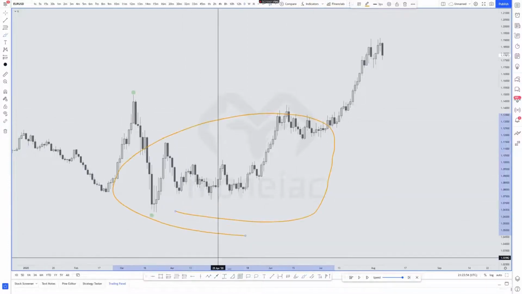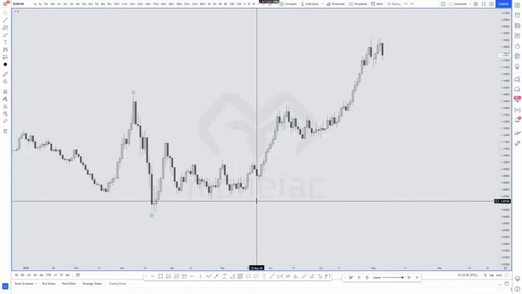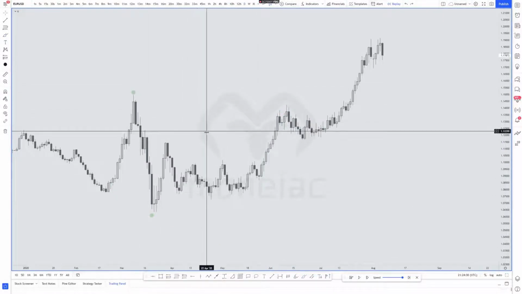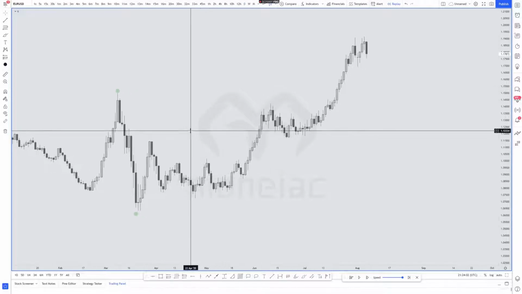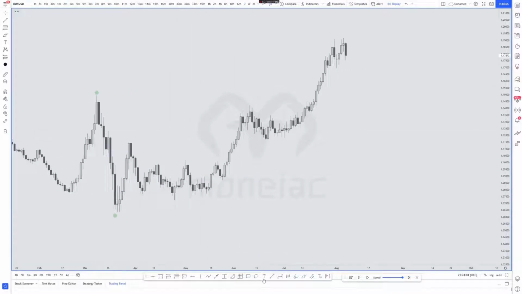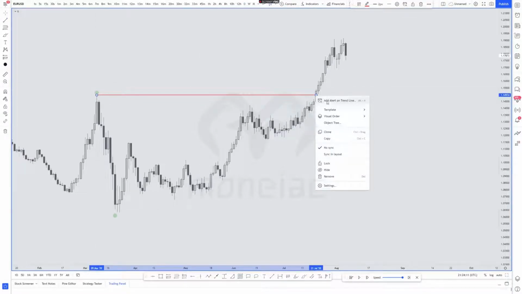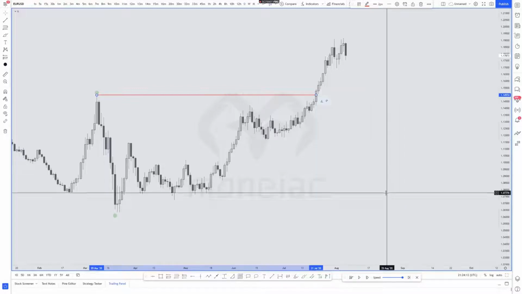Yes, this would be market structure on 4 hour, but for the daily side of things, you will not map that as structure. We'll keep this as simple as possible. And ultimately, what we're looking for is this point to get broken. So we will map that as daily structure.